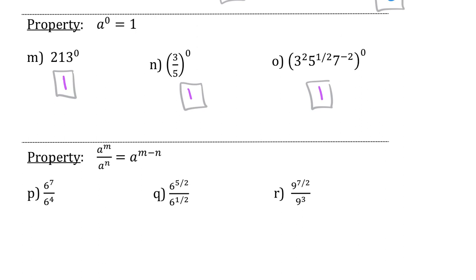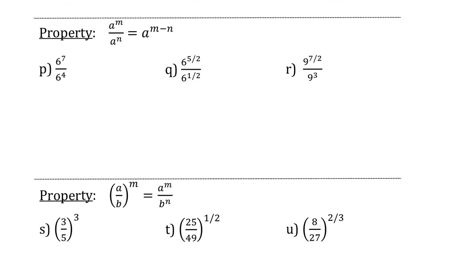Okay, a couple more properties. This one, a to the m over a to the n. I subtract the exponents if they have the same base. So 6 to the 7th over 6 to the 4th. Since they both have a base of 6, I'm going to keep it a 6. If I do 7 minus 4, I get 3. And then 6 to the 3rd, I believe, is 216.